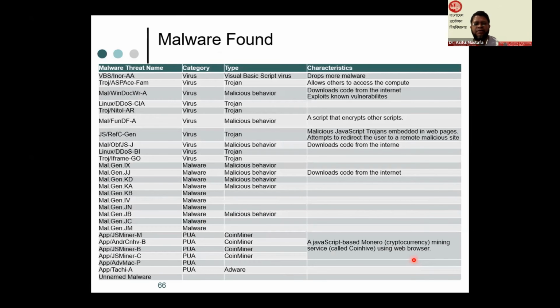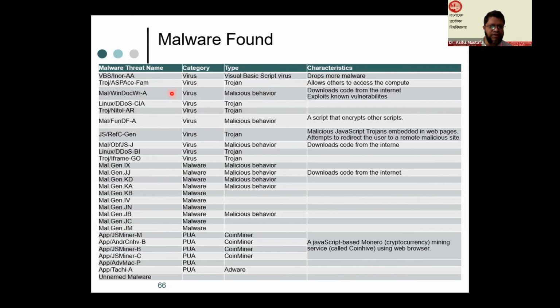So these are some of the malware that we detected in the system. These are the malware types. The most common type of malware that we detected was VBS, which is Visual Basic Script. It creates more malware, as it can regenerate. We see Trojan attacks. There is also one attack called Malgen. So it is one type of malware.